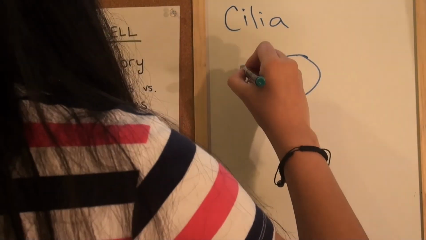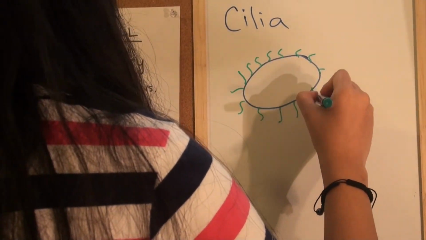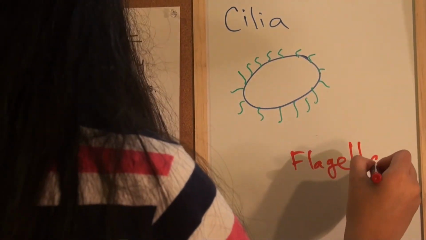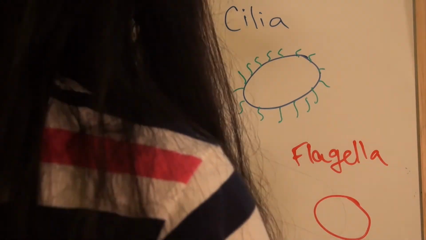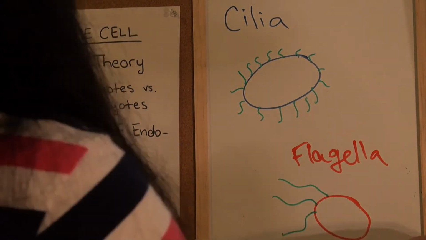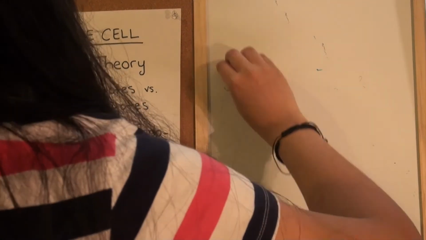Cilia and flagella are made up of microtubules and aid in movement of the cell. Cilia are also present in other parts of your body, like your throat, to ensure that foreign materials don't make their way down into your system and into your lungs.